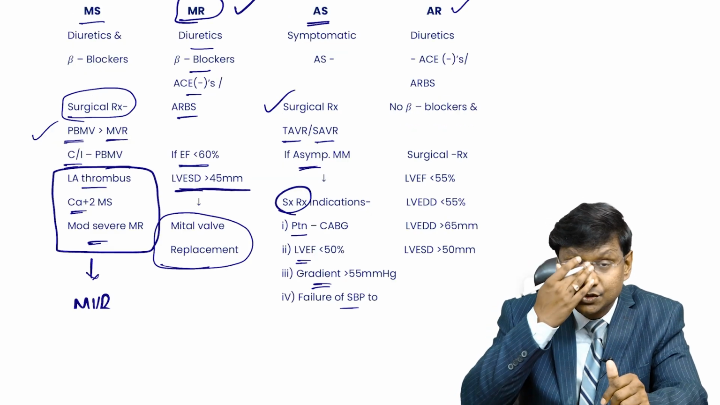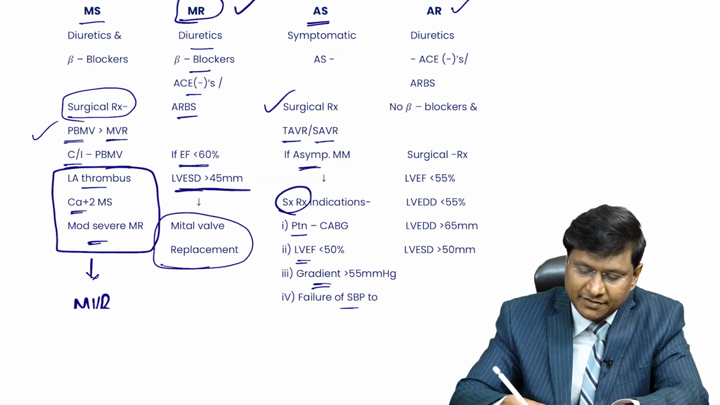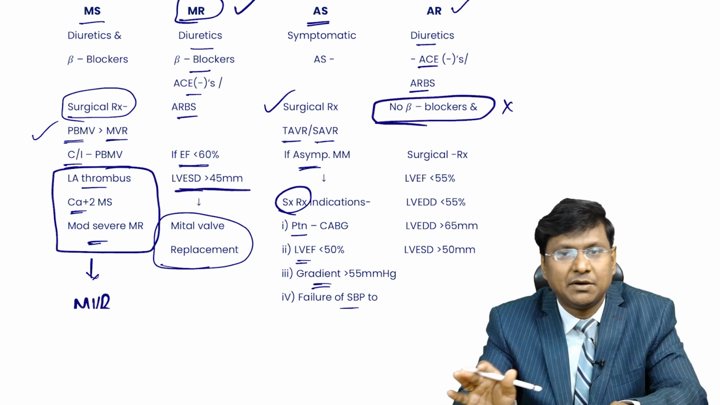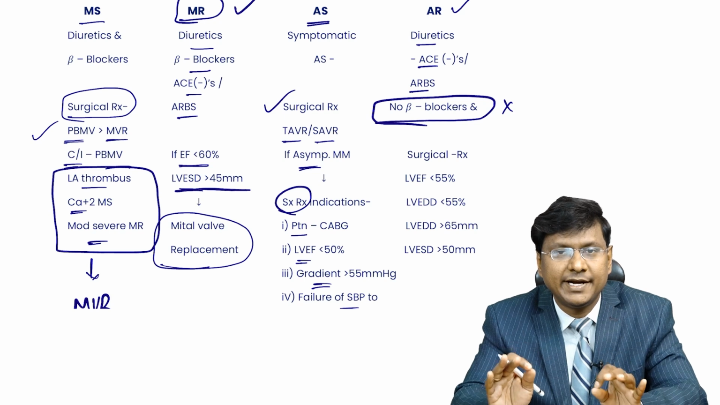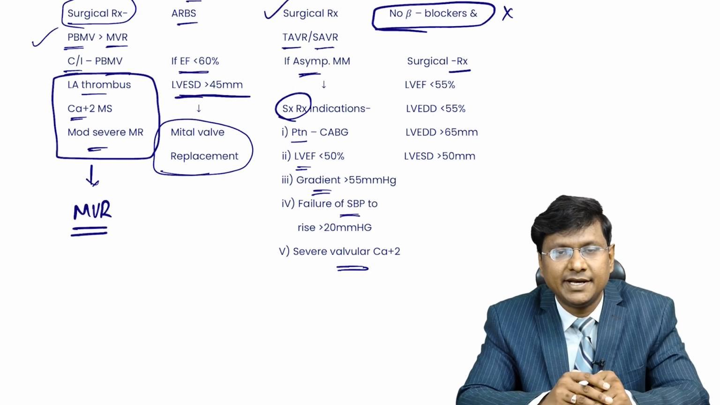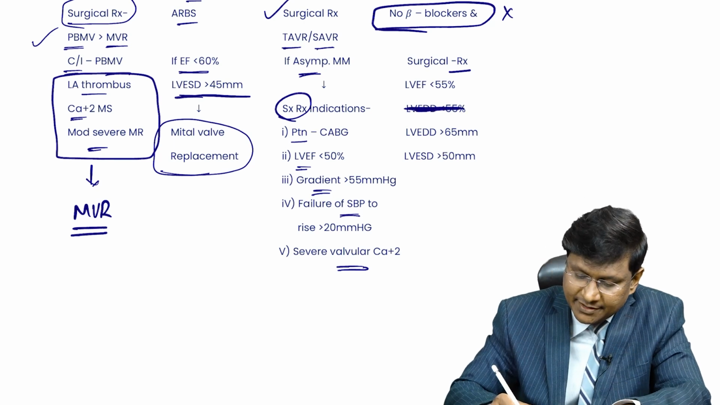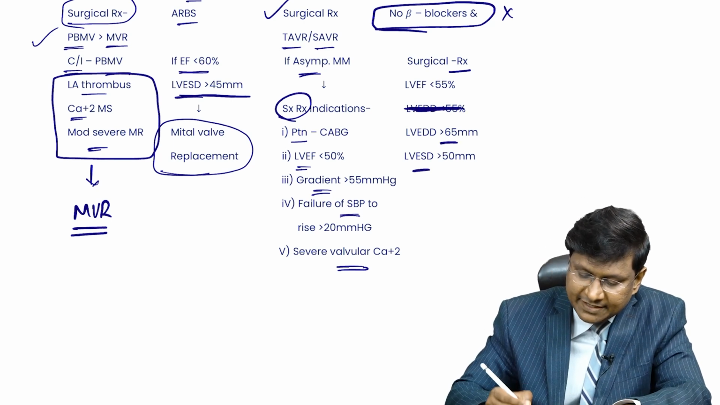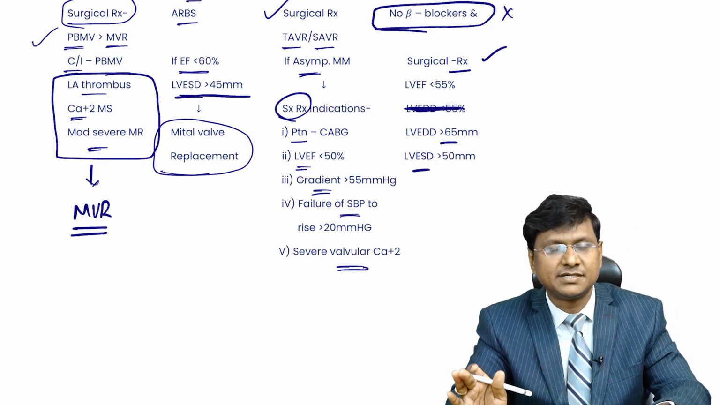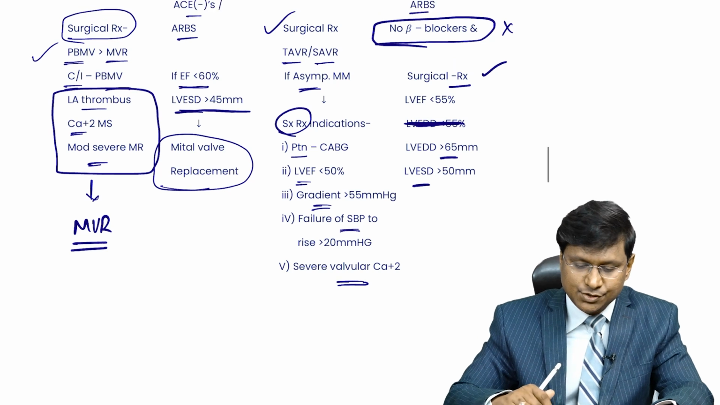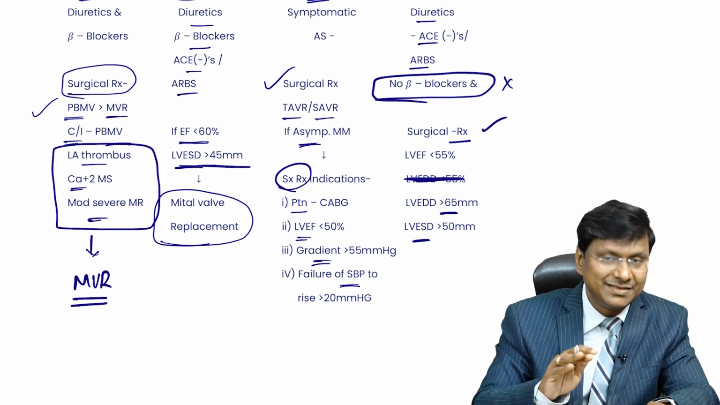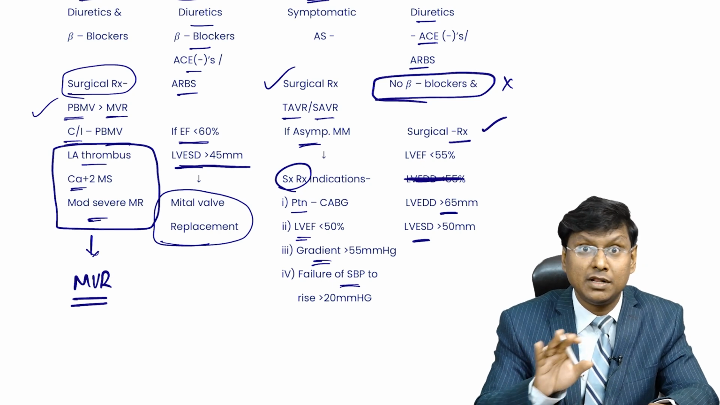Coming to AR. In case of AR, the medical management will be in the form of diuretics, ACE inhibitors or ARBs. But please remember, beta blockers should be avoided in patients with AR, right? And coming to the surgical treatment in AR: if the left ventricular end diastolic diameter is more than 65 mm, or if the left ventricular end systolic diameter is more than 50 mm, that is when you need to plan for surgical treatment in aortic regurgitation. So this is the summary of treatment of all the valvular heart diseases, and this completes the discussion of the summary of all the valvular heart diseases.